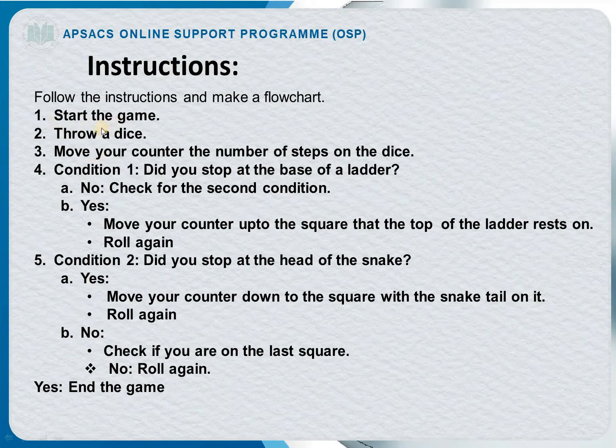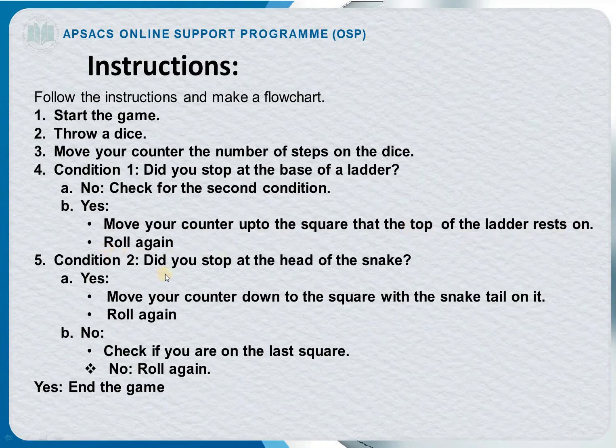Number 1 is start the game. Number 2, throw a dice. Number 3, move your counter the number of steps on the dice. Here we have two conditions, condition 1 and condition 2. In condition 1, did you stop at the base of a ladder? No. Check for the second condition. Yes. If yes, then move your counter up to the square that the top of the ladder rests on, and then roll again.